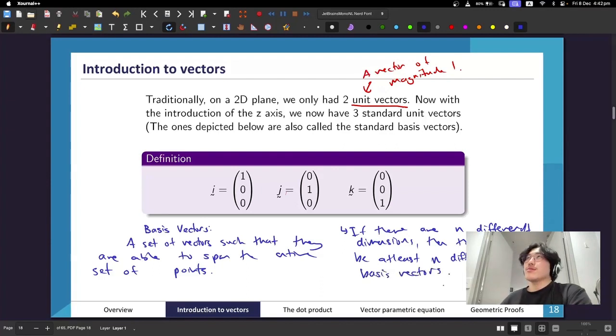Now that makes sense intuitively. I won't go through the proof of that because that's university level, and you'll be going through this if you do any sort of engineering or STEM field in university. But yeah, it's important to know what basis vectors are.